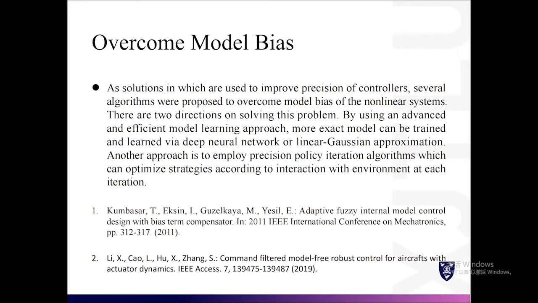For overcoming the model bias, solutions are used to improve the precision of controllers. Several algorithms were proposed to overcome model bias of nonlinear systems. There are two research directions on solving this problem. By using an advanced and efficient model learning approach, a more exact model can be trained and learned, using a deep neural network or the linear Gaussian method. Another approach is to employ precision policy iteration algorithms, which can optimize strategies according to interaction with the environment at each iteration.